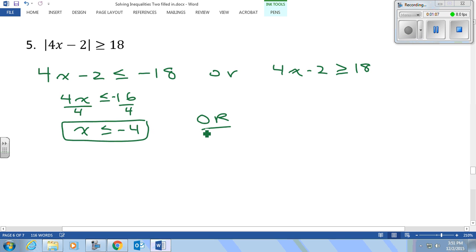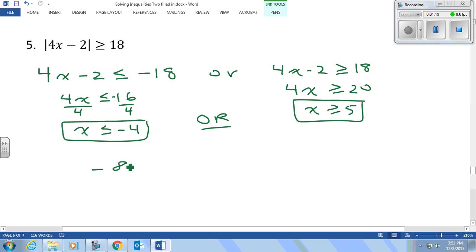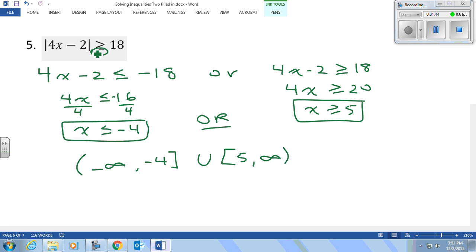Or adding 2, I get 4x is greater than or equal to 20, and x is greater than or equal to 5. Okay, so there's my two intervals. So negative infinity, oops, got to quit making those look like 8s, negative infinity to negative 4 with a square bracket, in union with 5 to infinity, also with a square bracket because of that little equal sign with the inequality, because it's greater than or equal to. And there's our solution.